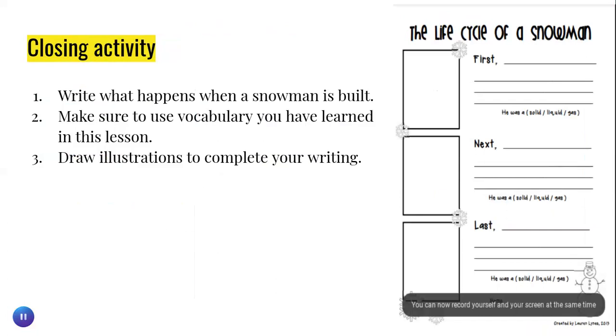We are going to take what we learned today and apply it to the life cycle of a snowman. On this activity, you are going to first tell me what happens when a snowman is built. Then, if you look, you will have to circle at this stage if he is a solid, a liquid, or a gas. You are then going to continue and imagine the sun has come up. What is going to happen when the sun comes up? At this stage, once again, circle if he is a solid, liquid, or gas. And lastly, once that sun changes the snowman, what is he then going to become?